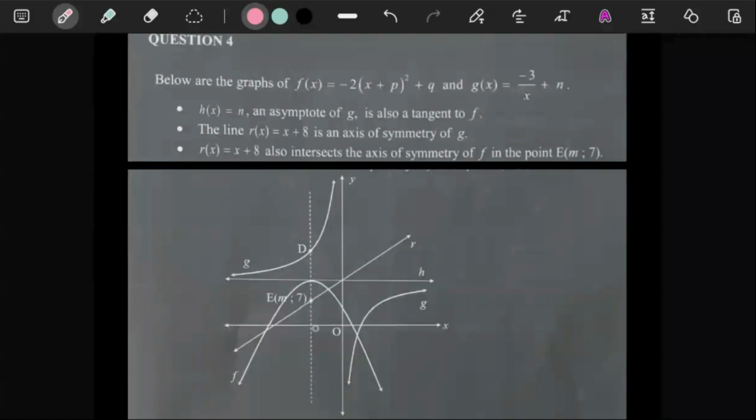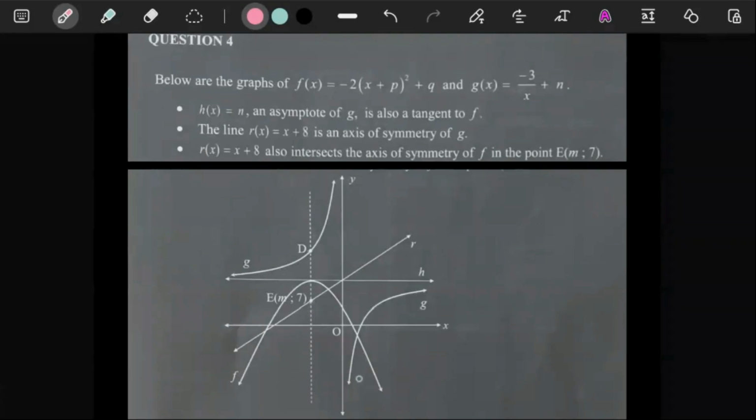Okay, so this one here. And then it says, no, this one here. This is the y asymptote of g, because we don't see any other dotted line. This dotted line is the line of symmetry for the parabola. This y-axis is the asymptote for our hyperbola. And then it says here, is also a tangent to f.